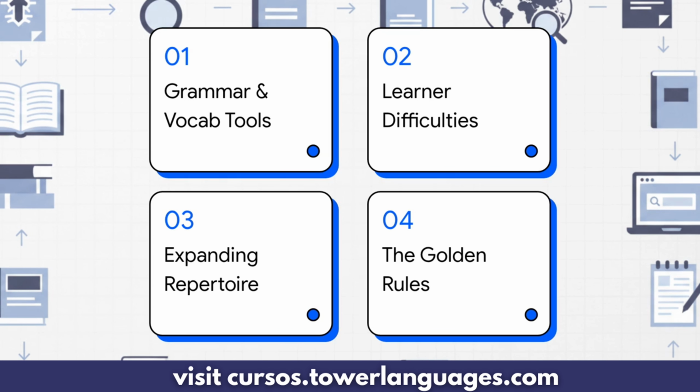So, here's our roadmap for today. First, we'll dive into grammar and vocabulary tools. Second, anticipating learner difficulties. Third, expanding your repertoire. And finally, number 4, the golden rules of reference.